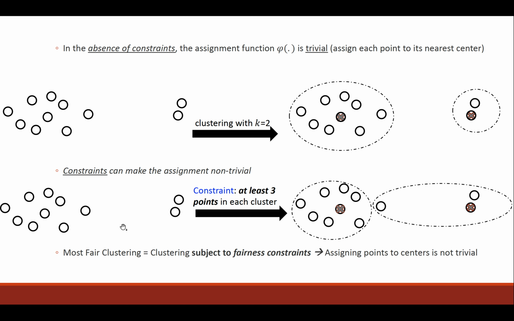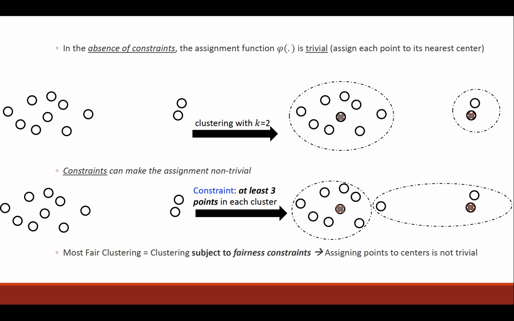This observation is in fact important because most fair clustering problems are actually clustering problems subject to a fairness constraint. So if we're doing center-based clustering, we would actually expect this behavior. So the assignment function generally in fair clustering is not trivial, and we cannot just assign a point to its closest center. Rather, we have to assign it in such a way that we minimize the clustering objective and also satisfy the fairness constraint.